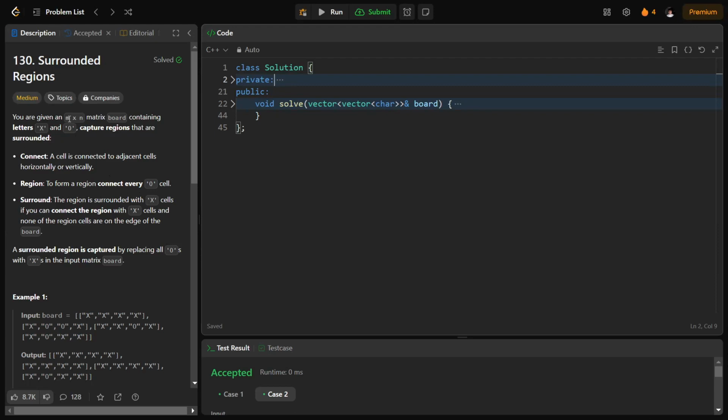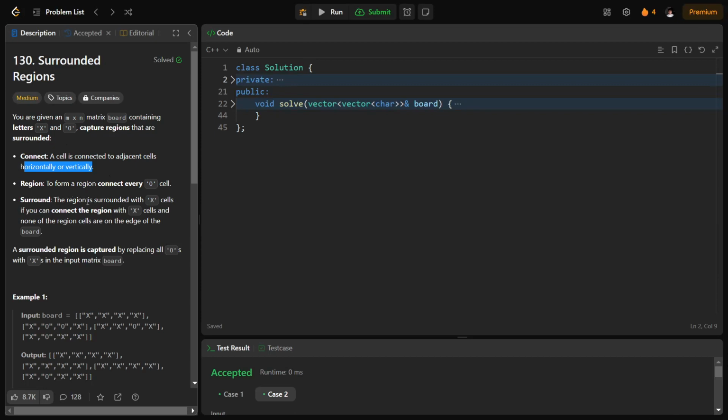So you are given an M cross N matrix board containing the letters X or O. Capture regions that are surrounded. A cell is connected to adjacent cells horizontally or vertically. So this is telling you that there are no diagonal connections. To form a region, connect every zero or O cell.